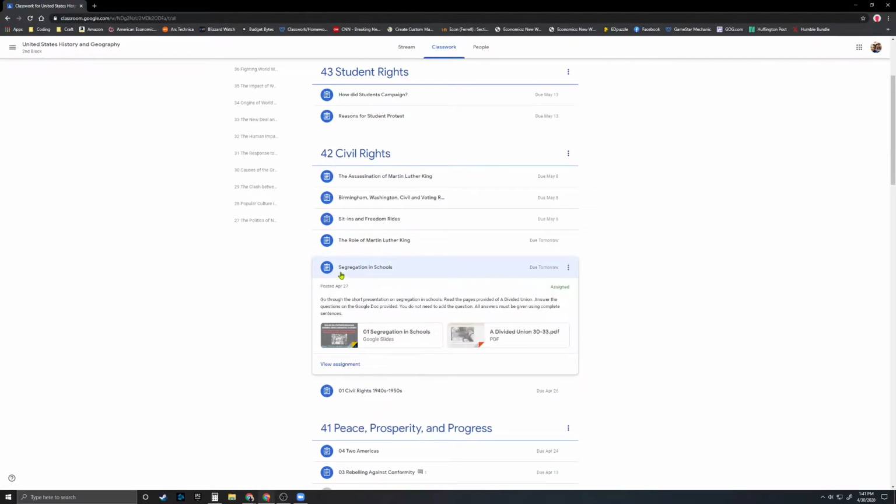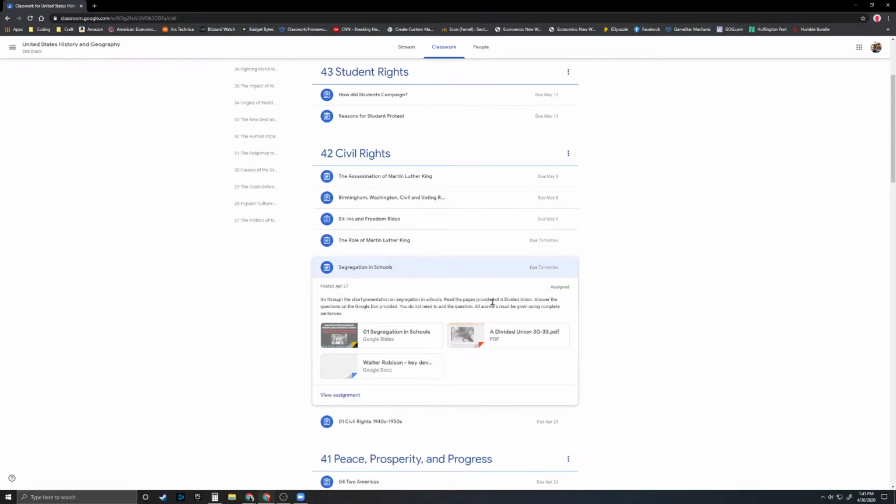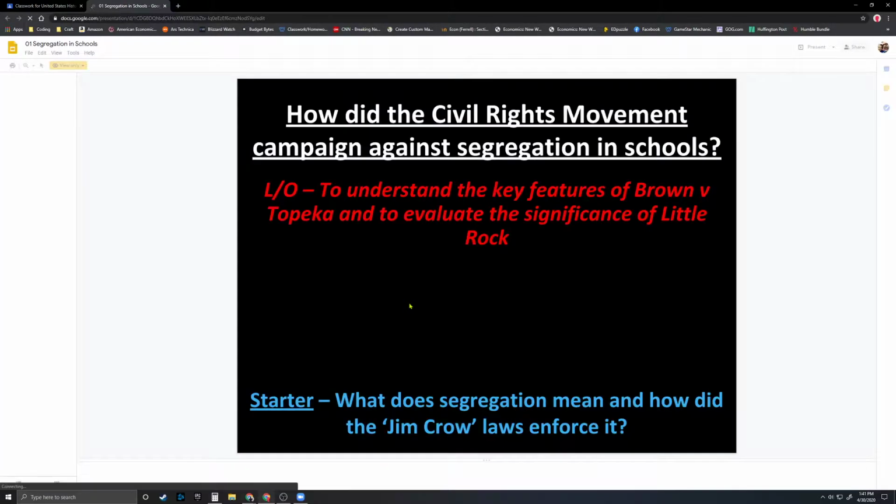So let's say you did this. Next one up is segregation in schools. It tells you what to do and when it's due, which is tomorrow. It says go through the short presentation on segregation in schools, read the pages provided of Divided Union, that's this right here, and then answer the questions on the Google Doc provided. You do not need to add the question. All answers must be given using complete sentences. All right, so we click on this. This is my presentation.